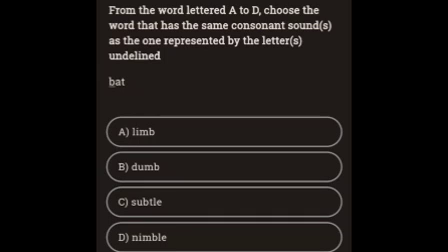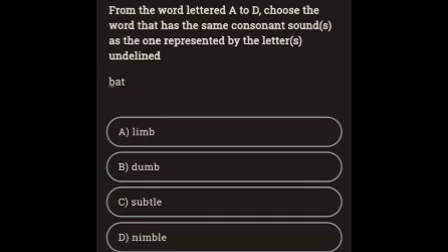Let us look at some examples of WAEC past questions to test our understanding of consonant sounds, just as we did in this lesson. From the words lettered A to D, choose the word that has the same consonant sound as the one represented by the letters underlined. So you are to choose the word that has the same consonant sound as the letter underlined in the given word. We have the word bat.